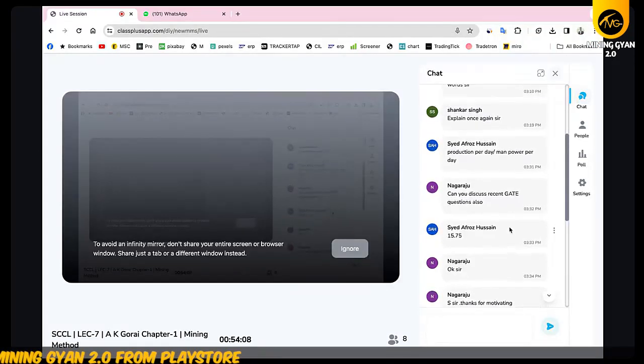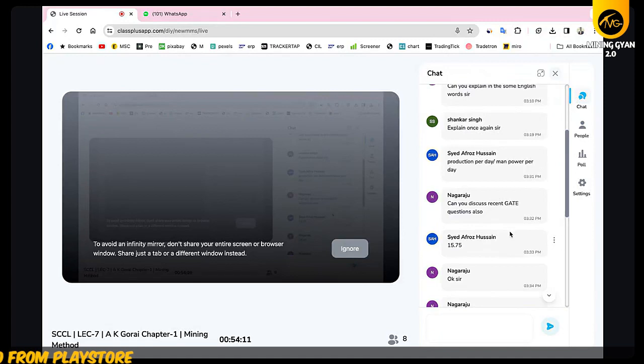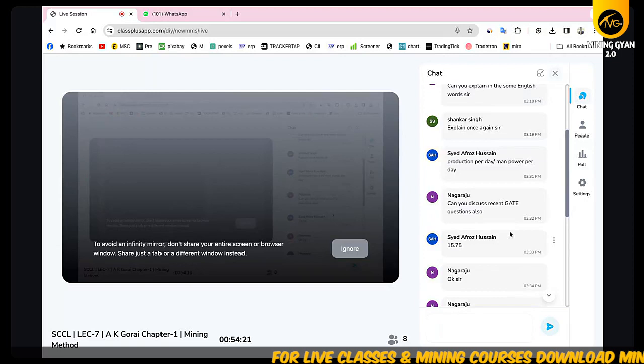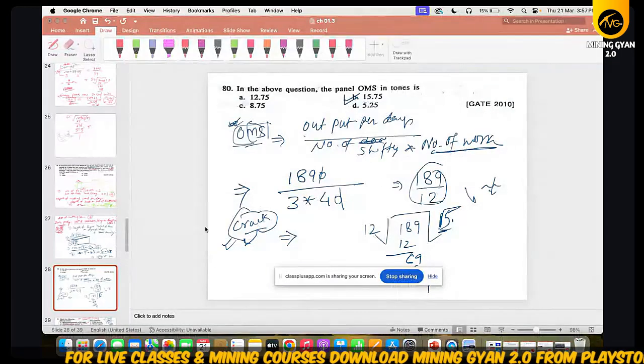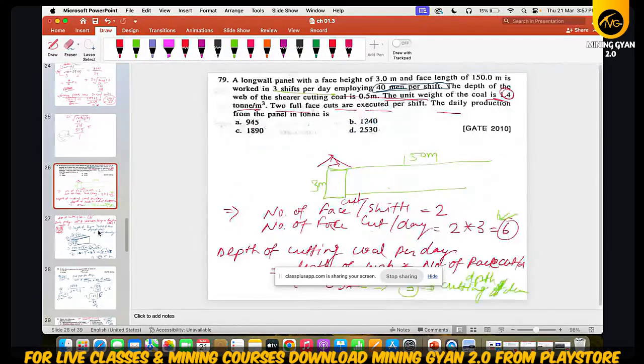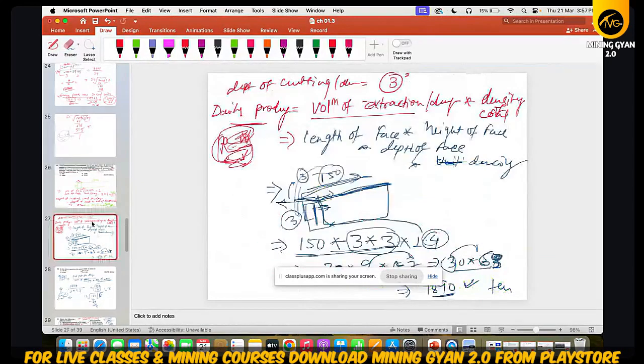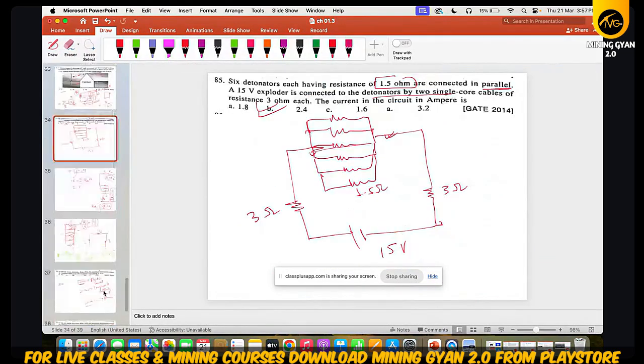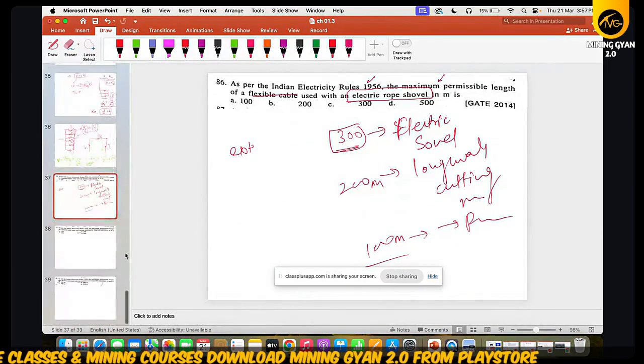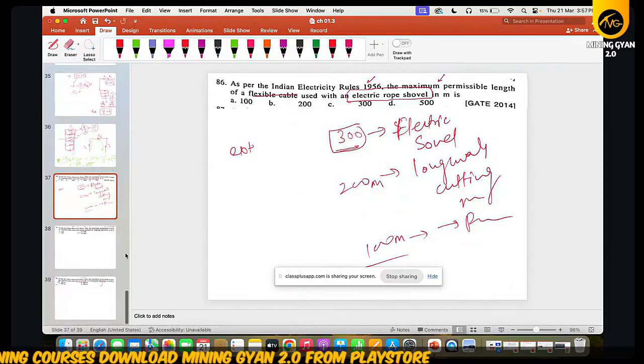Can you discuss the recent GATE questions also? Yes, I will definitely cover the GATE questions also. First we will do them one by one, in which questions up to 2015 have already been done, after that we will take the later GATE questions too, okay? Okay, and I have taken all these questions from AK Gorai. If you have AK Gorai, then in chapter 1.1 you will get all these questions. We have already discussed. Okay, bye bye.